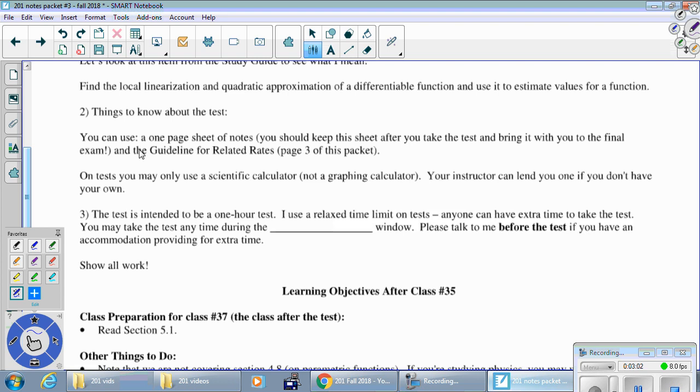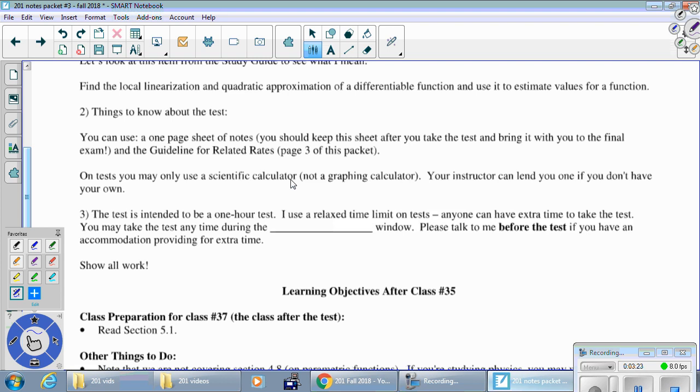Okay, as usual, you can use a one-page sheet of notes. You should keep that sheet and bring it with you to the final exam. You can also use the guideline for related rates. It is page 3 of this packet. You should rip that out of the packet and bring it with you to the test. The one-page sheet of notes, you can write anything you want front and back. Just make sure it is something that you are writing and not something you are photocopying.